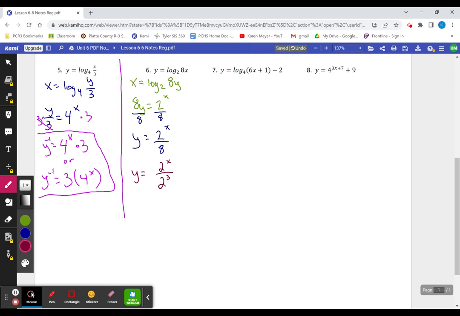Now you can be like, ooh, I have the same base on top and bottom. So I get to remember my exponent rules. And my exponent rules says if I am dividing, I subtract my exponents. So then you're going to have y equals 2 raised to the x minus 3. And now I'll just put in my inverse notation and I am finished. So that one was a little tricky because you had to make your base numbers the same.